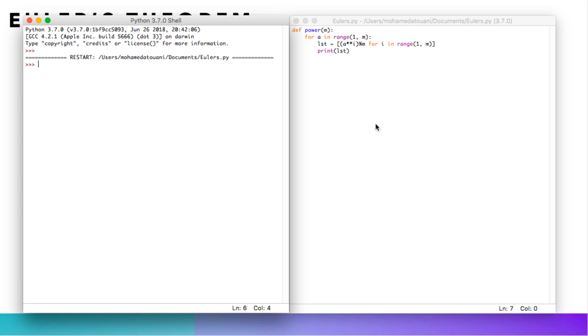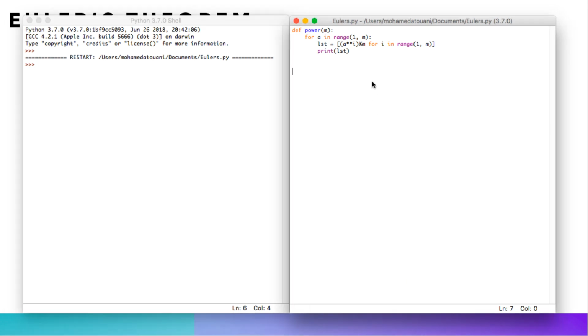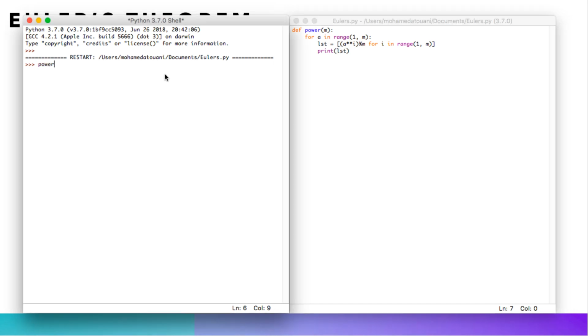To see what happens modulo any integer m, I wrote a little computer program using Python, which I called here power of m, and it will return the list of powers modulo m for every integer from 1 to m minus 1. So if you execute this with 9, for instance, this is what we get. We get these lists. The first list is the powers of 1 modulo 9, which gives obviously 1, and the second list is the list of powers of 2 modulo 9.